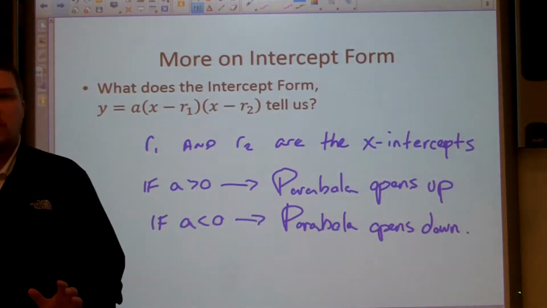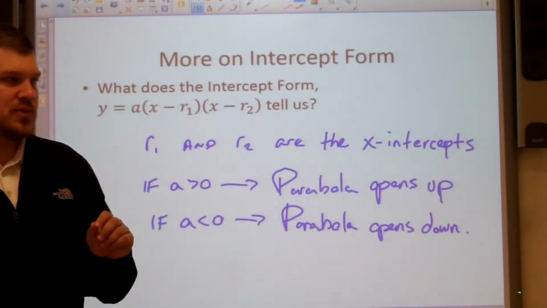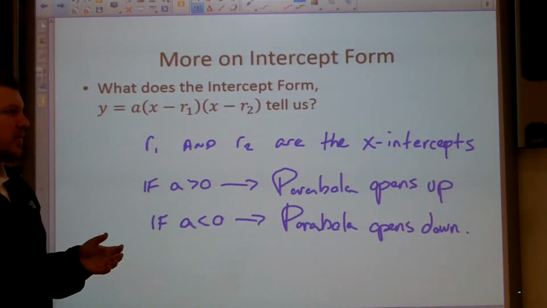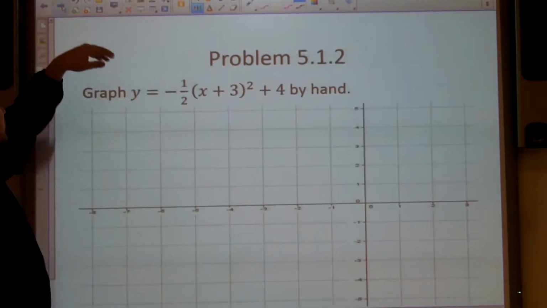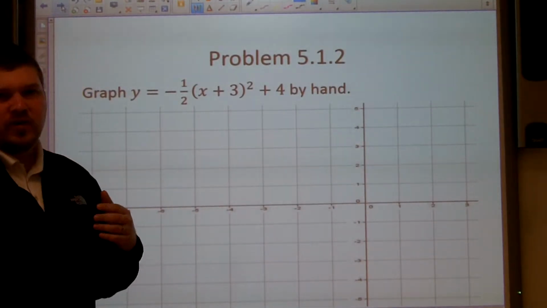Okay? So the key here is that R1 and R2 are the x-intercepts. And then A still means the same thing. Okay, so let's actually practice with this. So here we want to graph this quadratic function by hand.